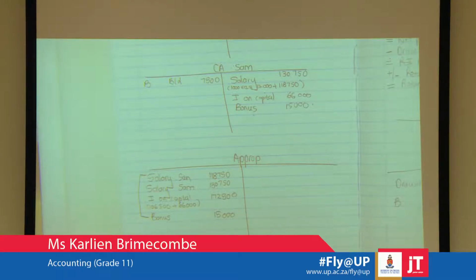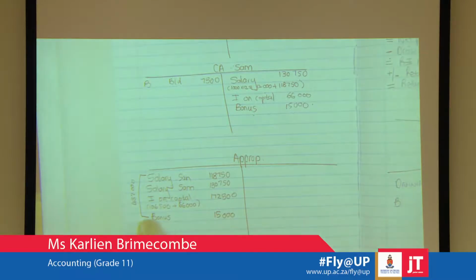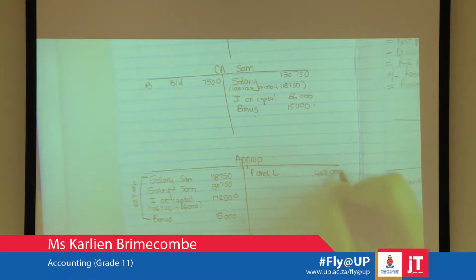So what was the total primary distributions of profits? 437,000. You will not write this in your exam, in your general ledger. It's a separate calculation. So what are we distributing? What was the total net profit, which will be calculated in your profit and loss account. They said to you, the net profit after taking into account the adjustments was 462,000.